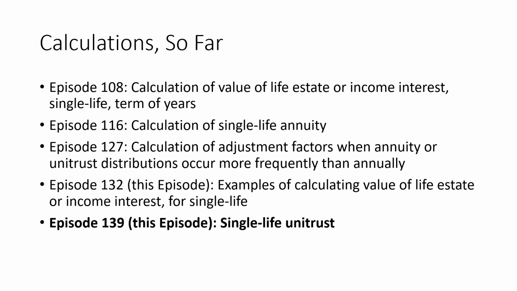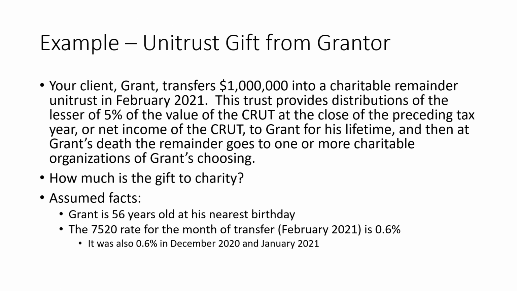So we've gone through a number of issues with annuities and income interests for a single life and a term. We're now going to look at a single life unitrust. We'll look at a term next time, and then we'll get into where things get very difficult, and that's dealing with second to die types of situations with annuities and unitrust. But for the time being, we're going to bite off more than we can chew to begin with a single life unitrust, so we're going to try to not make you drink from the fire hose.